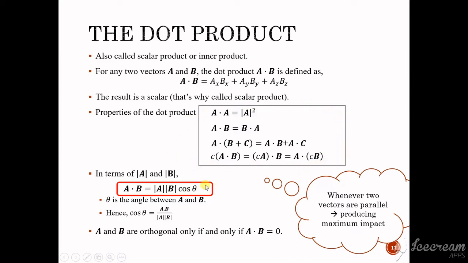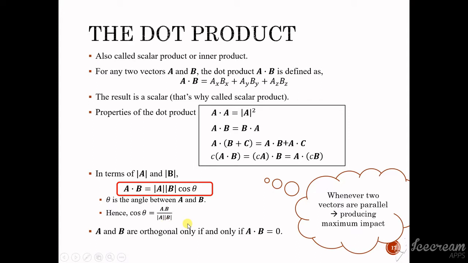Instead, for this course, I'm just going to focus on this one equation in the red box, which is a dot b equals the magnitude of a multiplied by the magnitude of b and cos theta. Here theta is defined as the angle between the two vectors a and b. You can also rearrange the equation to find the angle between vector a and b, using the dot product itself and the magnitudes of the two vectors.